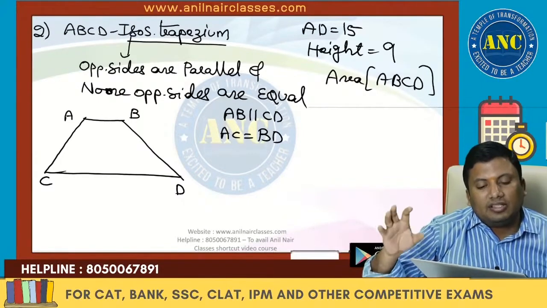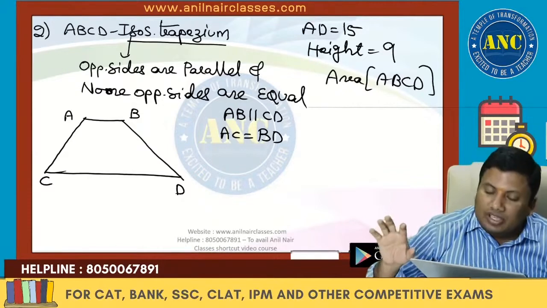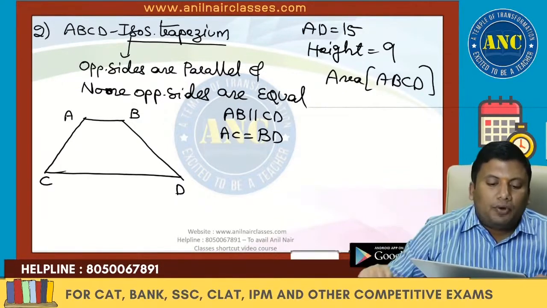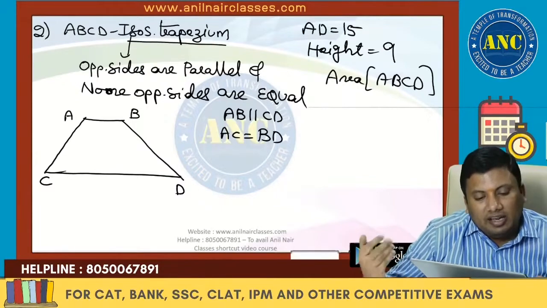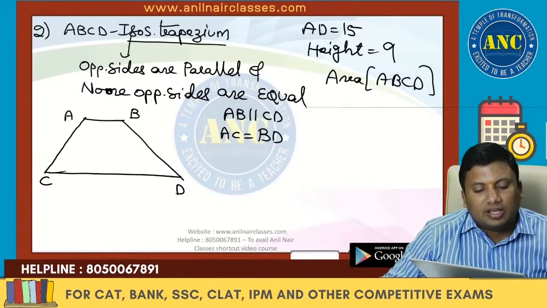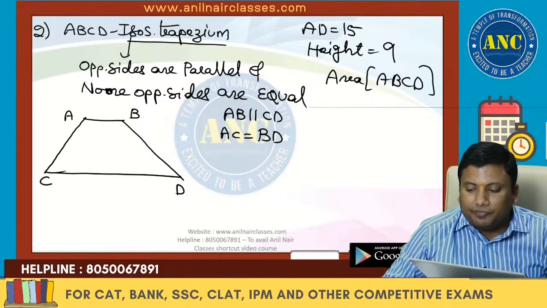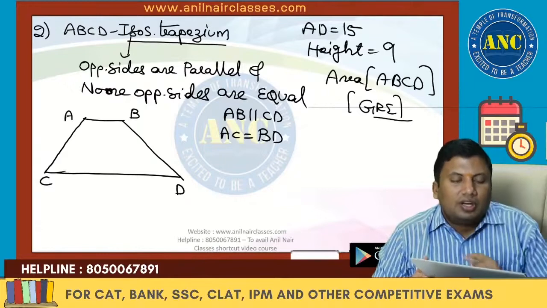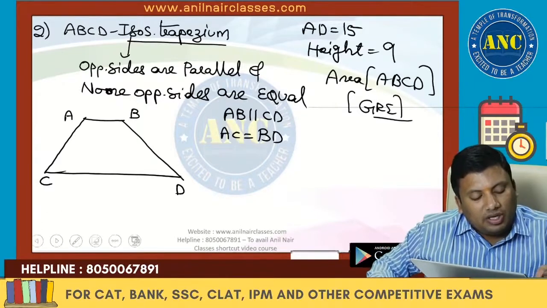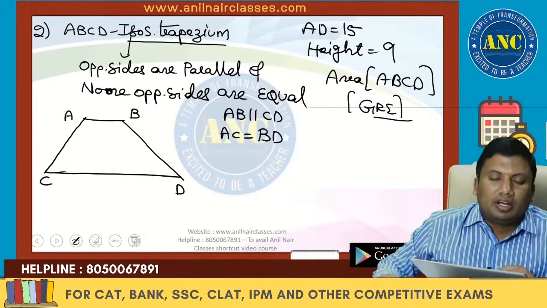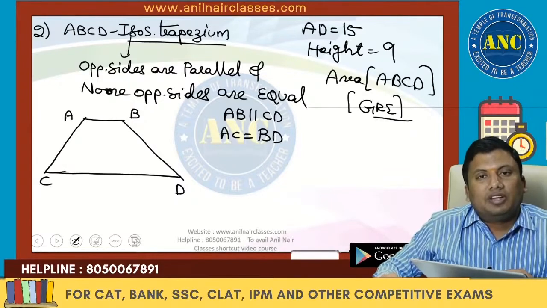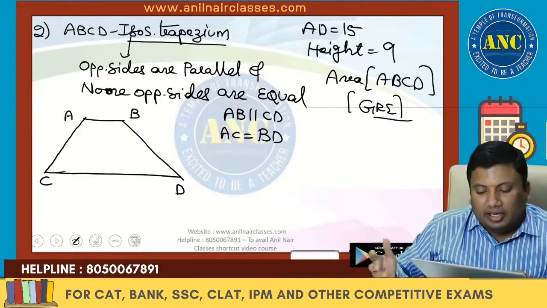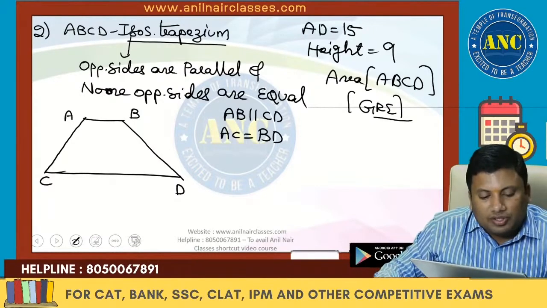A trapezium is a subset of quadrilateral, which is a four-sided closed figure with some conditions attached, where the opposite sides are parallel. And it is given that it is isosceles. Isosceles means non-parallel sides are equal. This is an original GRE question. But unfortunately, in our school days it is taught that the area of a trapezium is half into the sum of the parallel sides into height. The values of the parallel sides are not given.